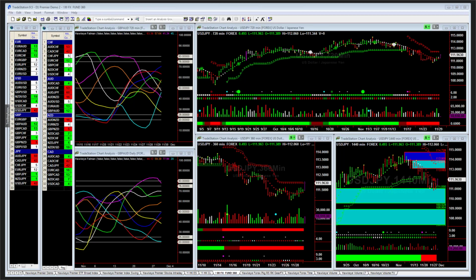DK asked a question. I really like the idea of the Fatman, but how does it really work? Okay, well, the Fatman is a tool that helps you to see individual currency strength and weakness. For example, the US dollar on the 720-minute chart is showing extreme weakness on the 27th.